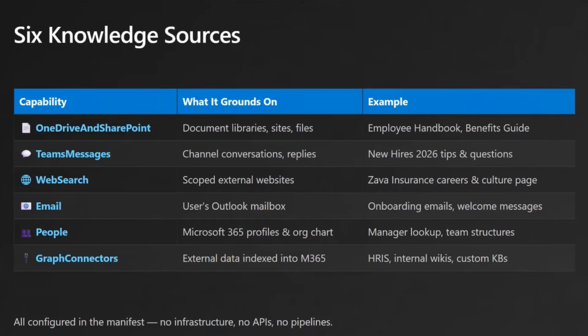And it can do that automatically, both using the people knowledge source, but also using the code interpreter that we saw last week to visualize the information that people can get. And finally, the graph connectors. You can ingest external data directly inside Microsoft 365, right? Well, now you will be able to also use that data directly inside your agent.